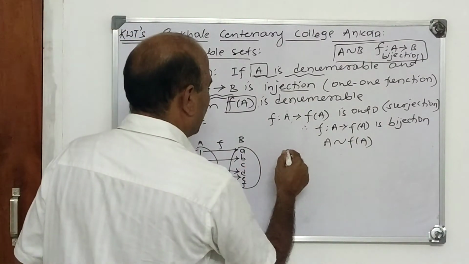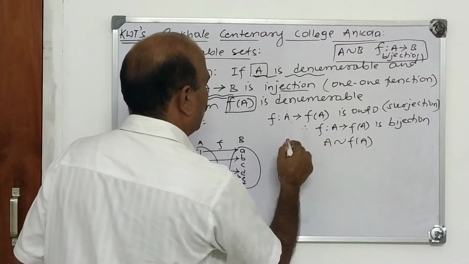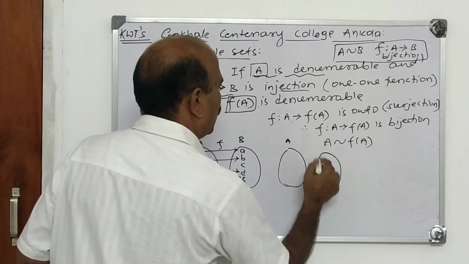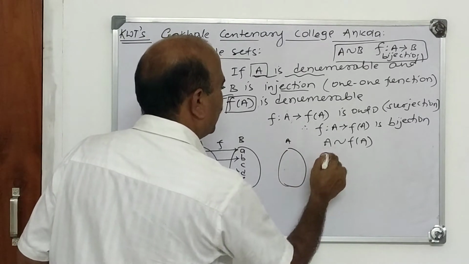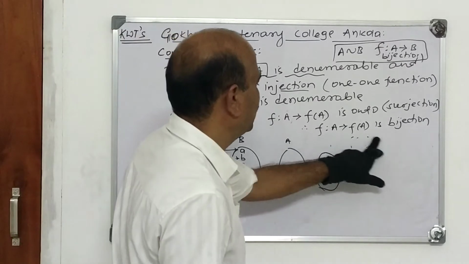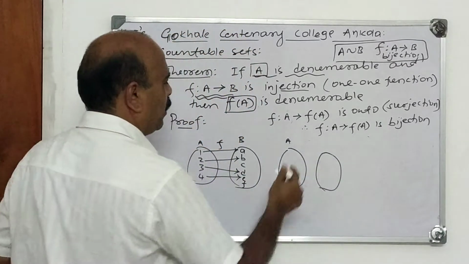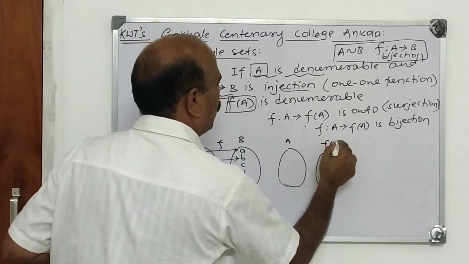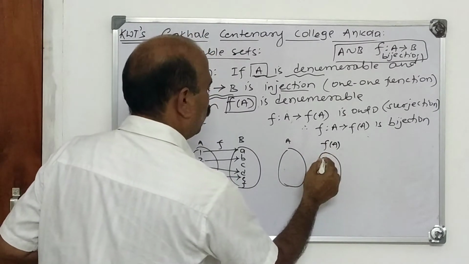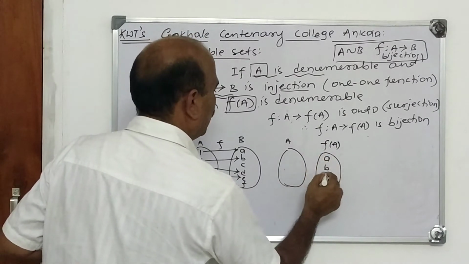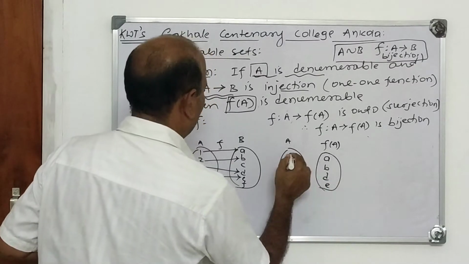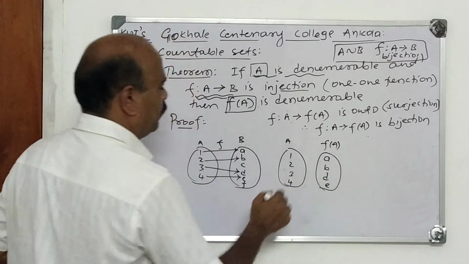Here, what is f of A? I take f of A now. f of A means it is the set of all images under the function f. f of A is only the images you have to take: a, b, d, e. What is it? 1, 2, 3, 4.